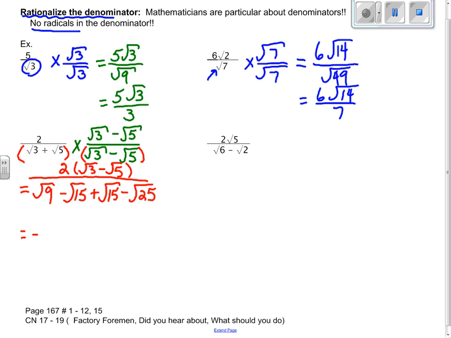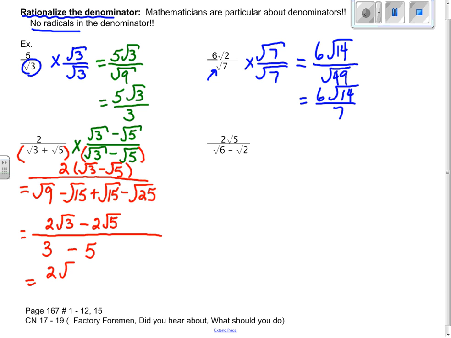It's the bottom that I want to draw your attention to, that denominator. My root 9 is the whole number 3. Negative root 15 and positive root 15 cancel, and root 25 is whole number 5. I'm going to end up with a negative 2 on the bottom, not a radical, which is exactly what I wanted. On the top, I'm just going to do distributive law, which would be 2 root 3 minus 2 root 5, because I can't add or subtract unlike radicals.